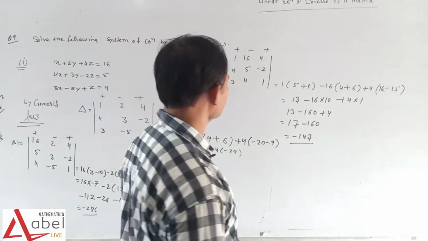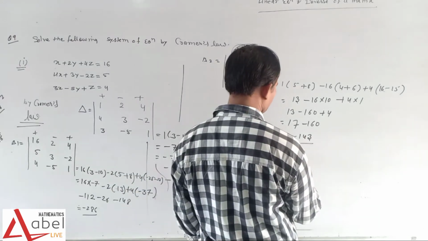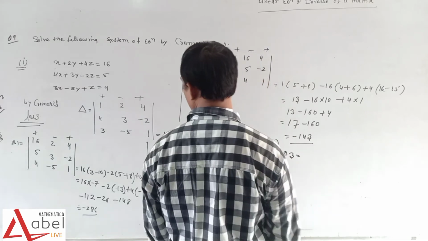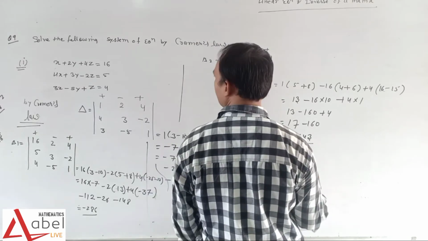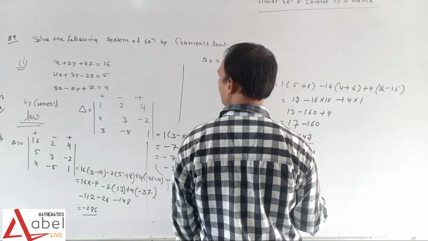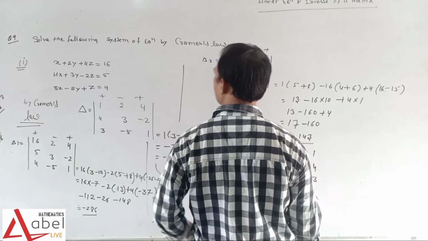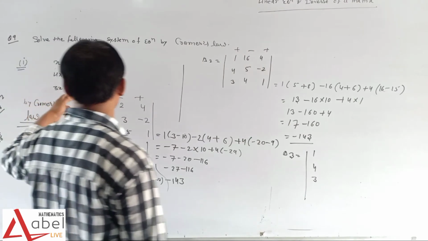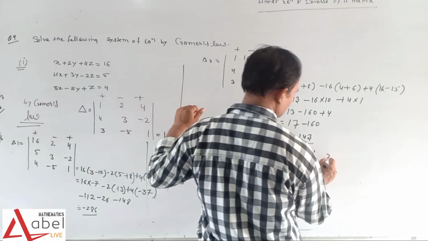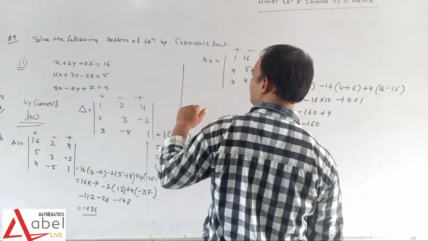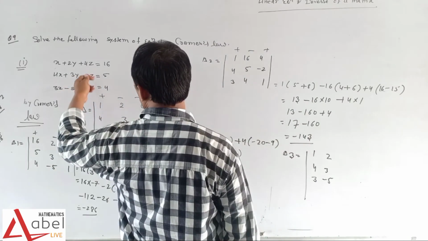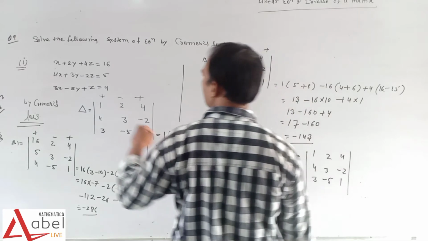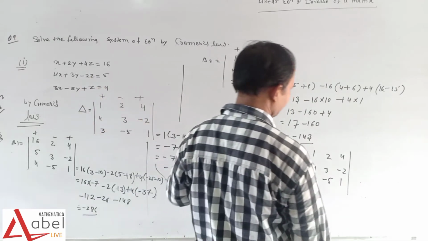Okay, so it is minus 143. Now we have to find the value of delta 3. So how can we find the value of delta 3? Let's see here, 1, 4, 3, 2, 3 minus 5 is here, 4 minus 2, 1 is here.